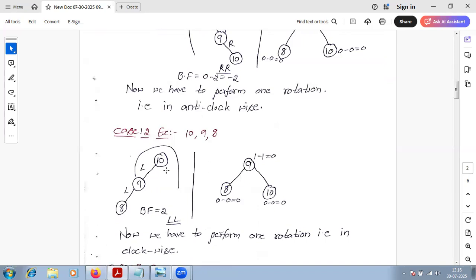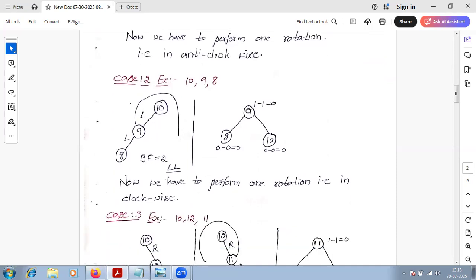Now, what do we have to do? Rotate these elements in the clockwise direction. We have to perform one rotation here also. Starting from the 9, keep your thumb finger here and your pointing finger here and rotate this element to the right side. See, after rotation, 9 is here and we have rotated this element to the right side.